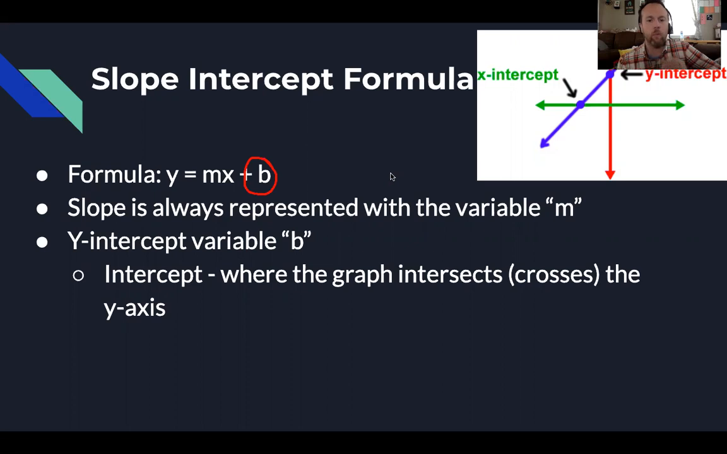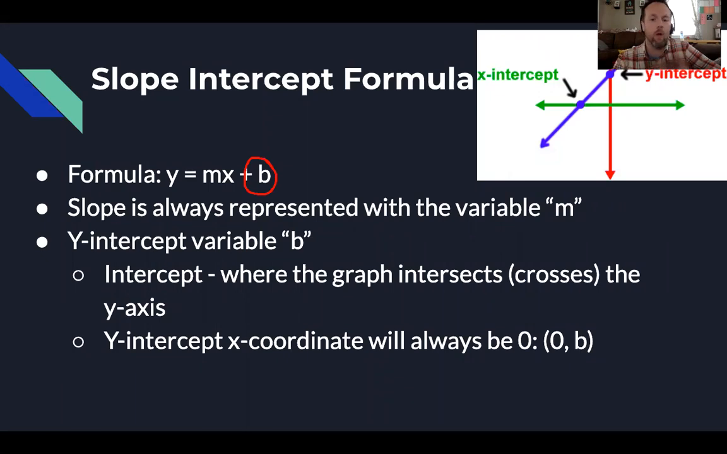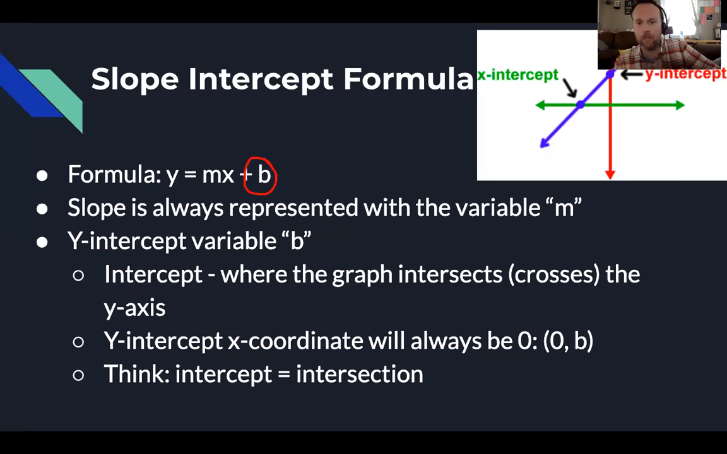Well, that is where our graph crosses the y-axis. The y-intercept coordinate will always have an x of 0, so the point is 0, comma, and then whatever this number is. Think: intercept means intersection or crosses. So the formula is y equals slope times the x-coordinate plus b, which is whatever our y-intercept is. For the graph we're looking at right now, our y-intercept would probably be 6, because if we count up 0, 1, 2, 3, 4, 5, 6, it's our slope times the x-coordinate plus whatever our y-intercept is.